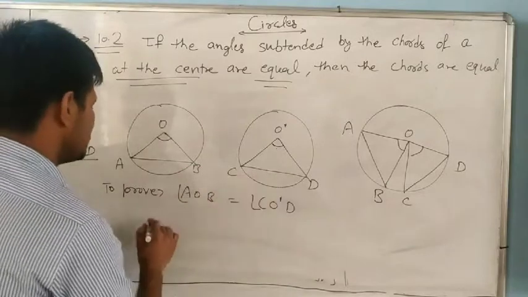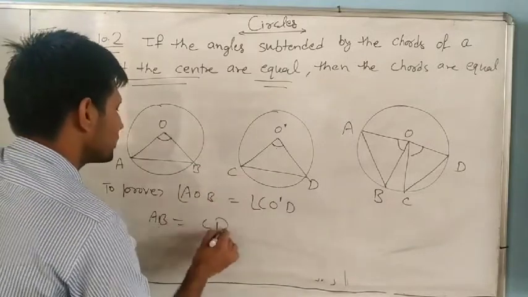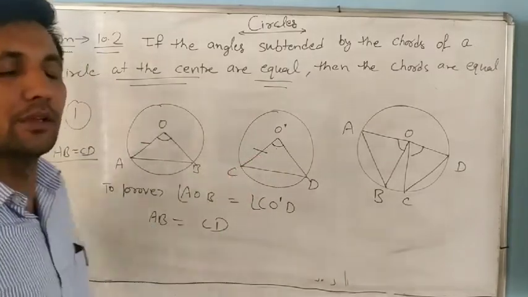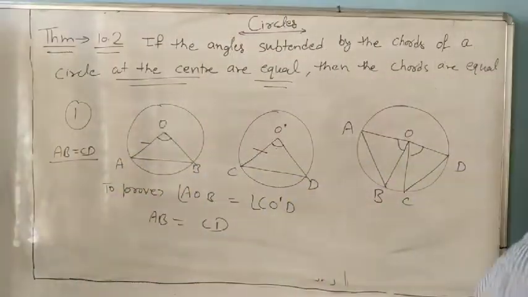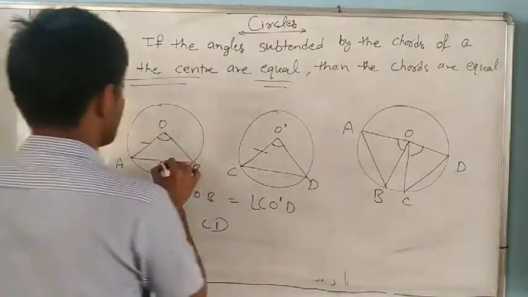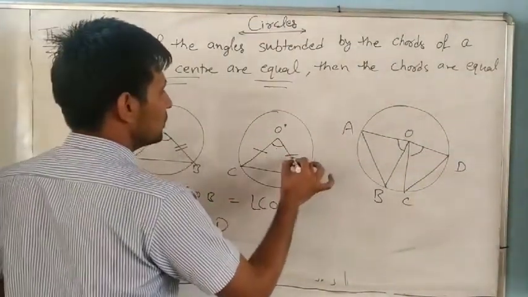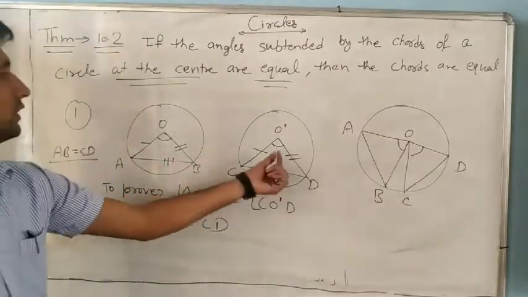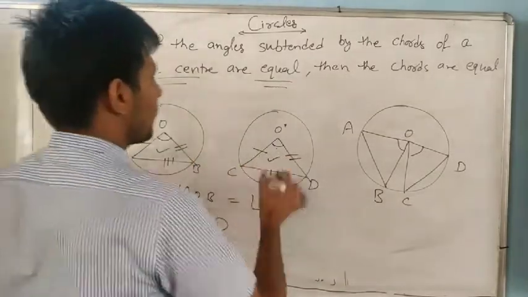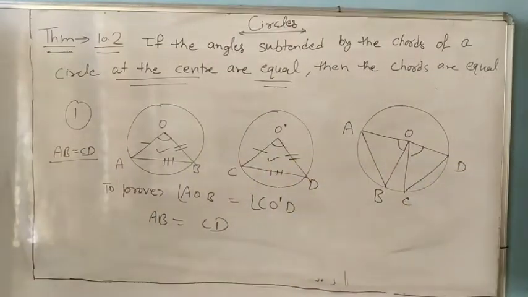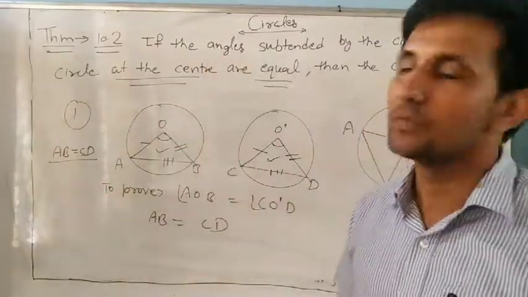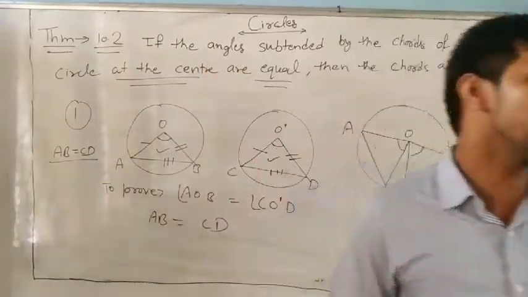AB equal to CD is already given because the chords are equal. AO equal to CO because radii of congruent circles, same as before. OB equal to OD and AB equal to CD. So by side side side, these two triangles, this one and this one, are congruent. If triangles are congruent, then corresponding parts are equal. So only in the question you have to make two figures, but in the theorem only one figure. I hope you understand it. It is very simple.